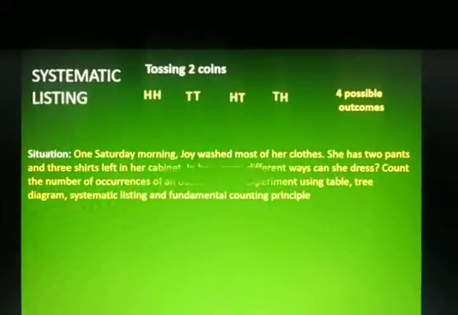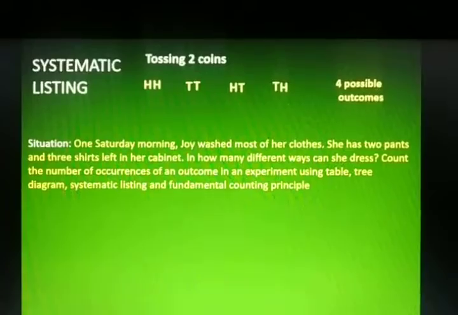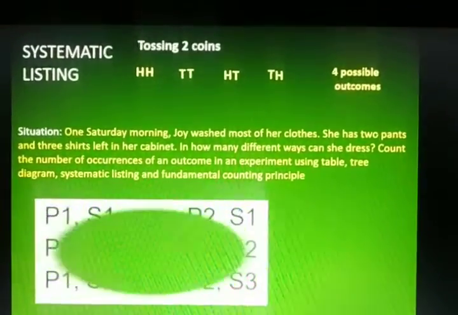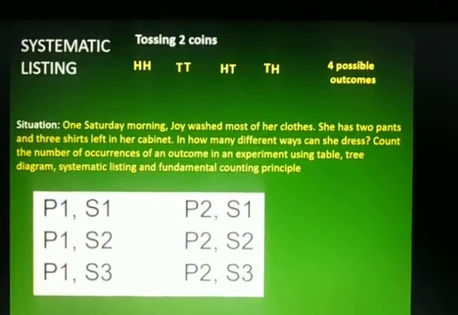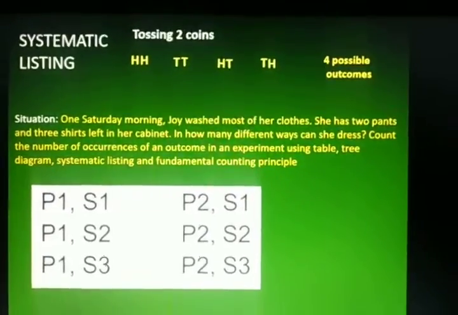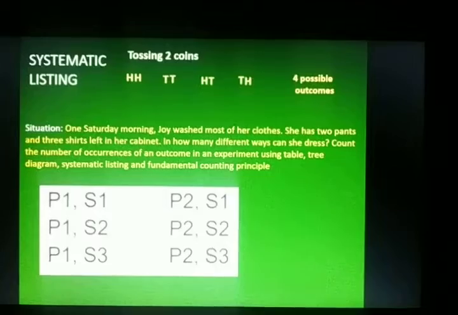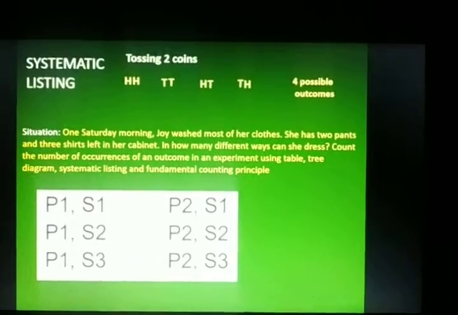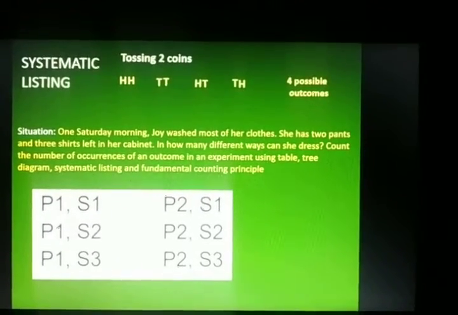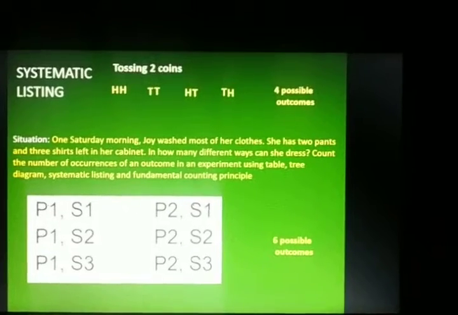As for Joy earlier, she has 2 pants and 3 shirts. So, pants 1, you list again. Pants 1, I will list. Okay? So, I suggest you start with the table or tree diagram before using systematic listing, leave it for last. Okay? 6 possible outcomes.